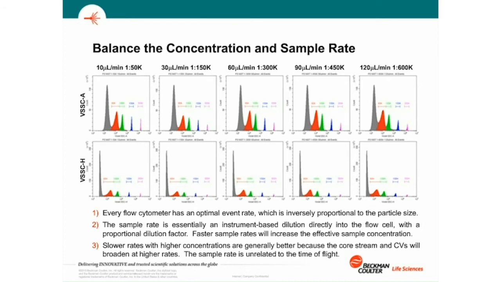In general, slower rates are better because the core stream and the CVs will broaden at higher rates. And just a side note that this is not related to the time of flight. I've heard some individuals suggest that changing the sample flow rate affects the speed of these particles passing through the flow cell, but it's completely unrelated.